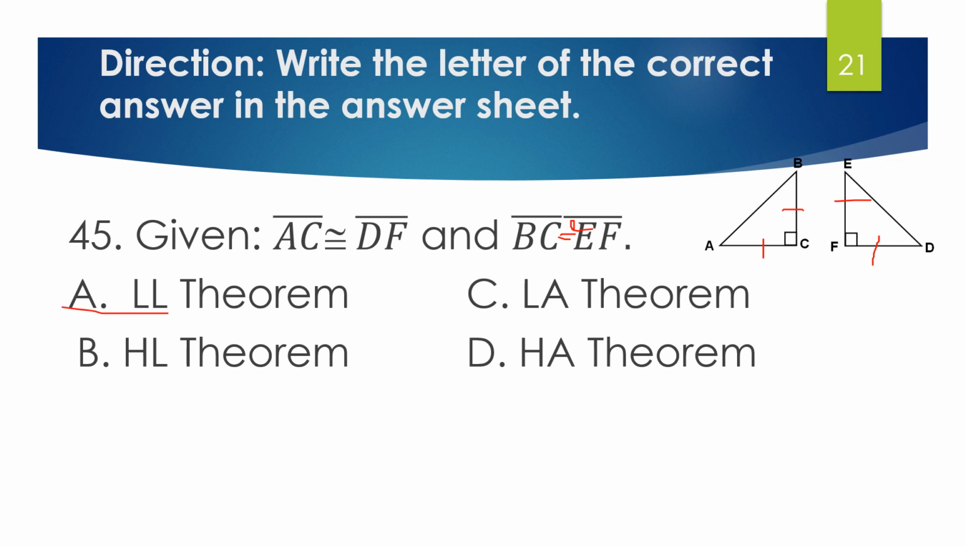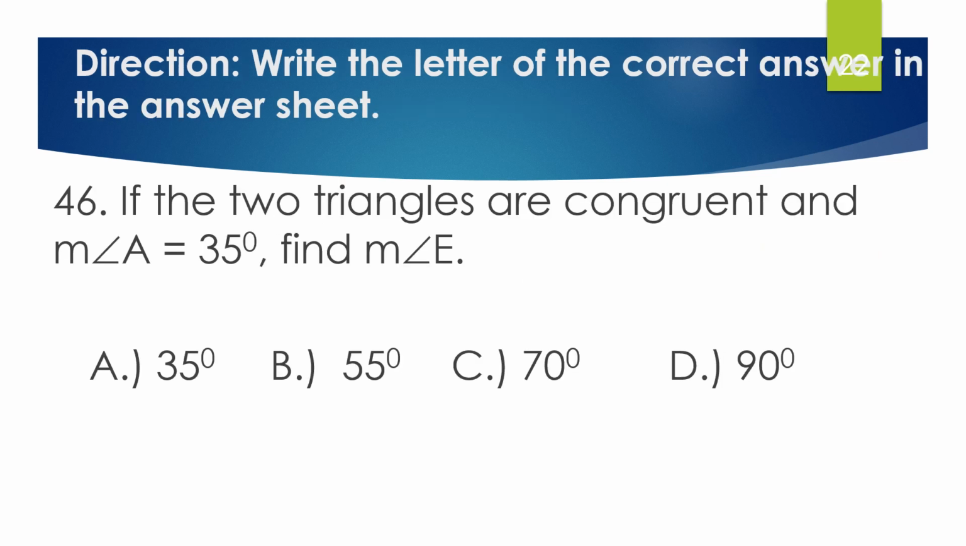If two triangles are congruent and the measure of angle A is 35 degrees, find the measure of the corresponding angle. Of course, 35.